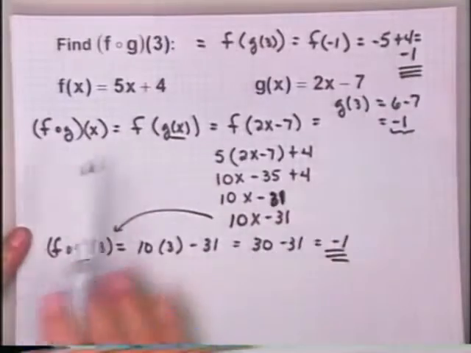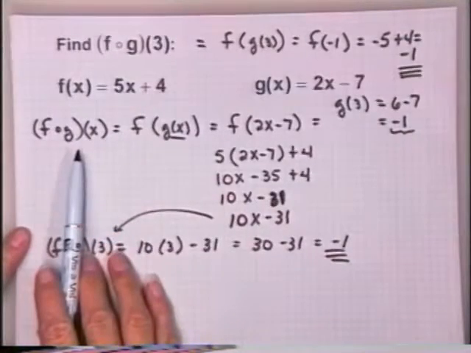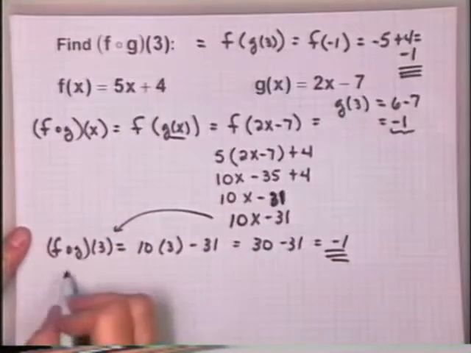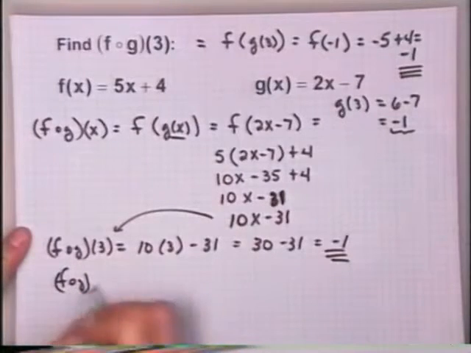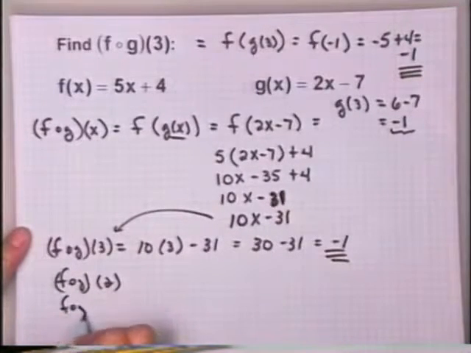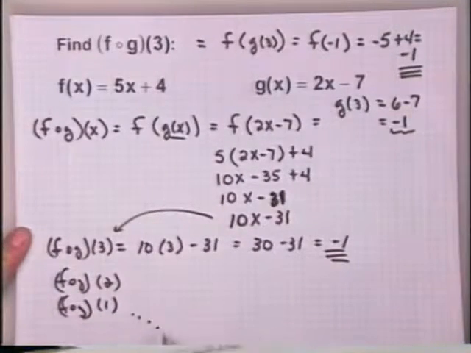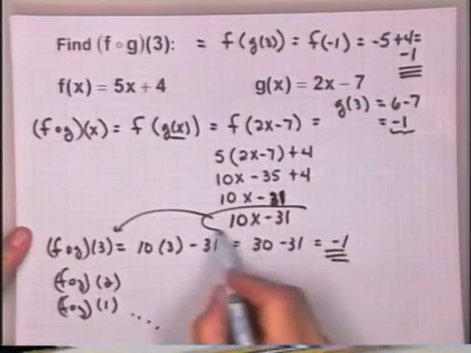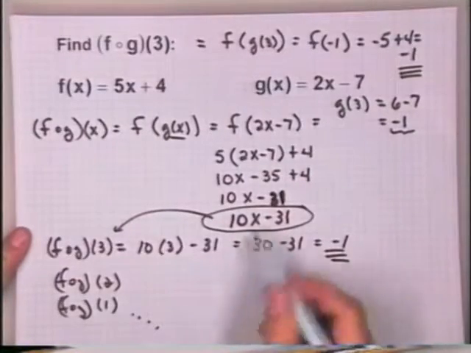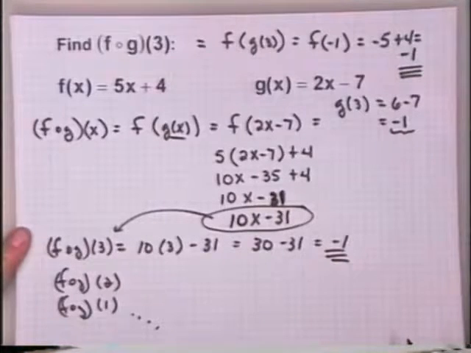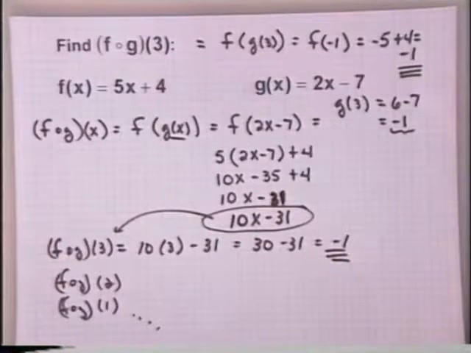But as I said before, if you're going to be evaluating for lots of values of x, like what if you also wanted to know what is f circle g of 2, and what is f circle g of 1, and so on, then it would be better to do the general form first, and then you could just substitute those numbers into that general form and get as many values as you wanted to. Okay?